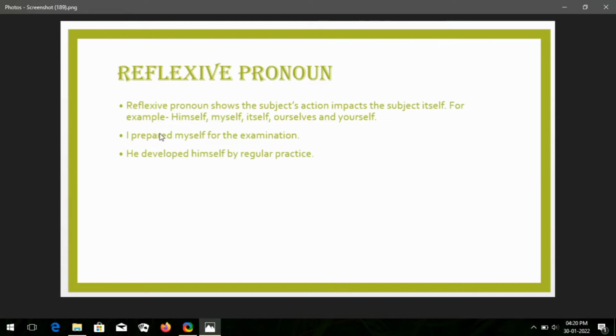So friends, let's go through the definition. A reflexive pronoun shows the subject's action impacts the subject itself. Generally, it is understood that when the subject's action impacts the subject itself, we use a reflexive pronoun. For example, himself, myself, itself, ourselves, and yourself. You can go through these examples for clarification.